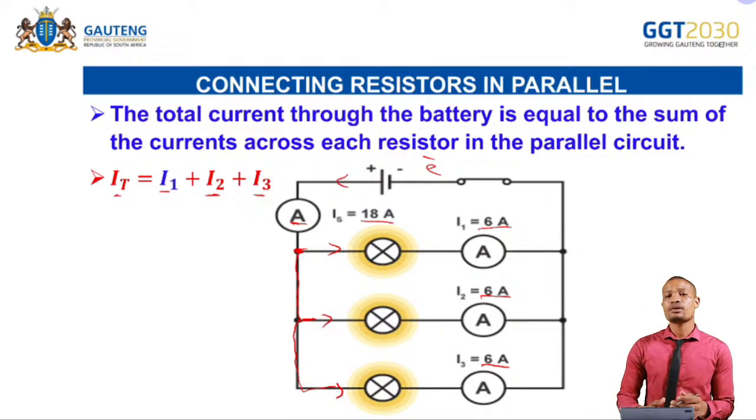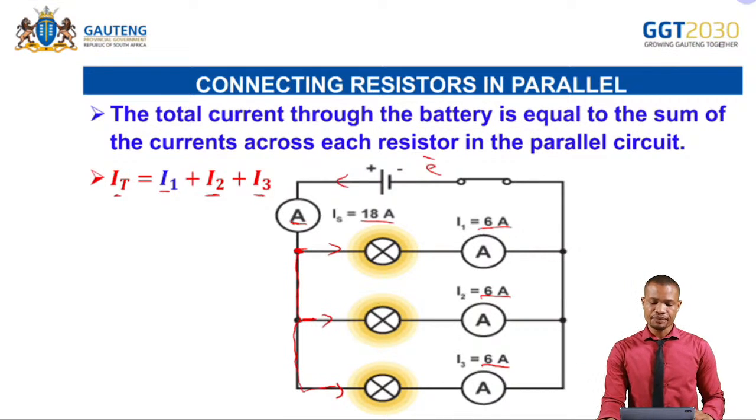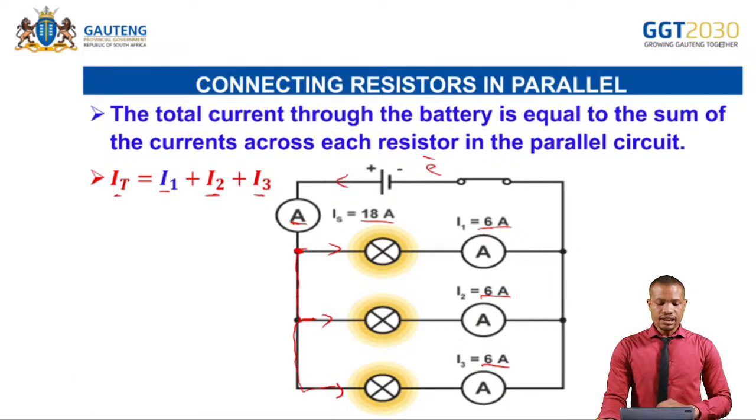So each resistor takes 6 amps, 6 amps, 6 amps. Why? Because they are equal, right? So 18 divided by 3 gives you 6. Okay? Let us continue. I hope that is clear.